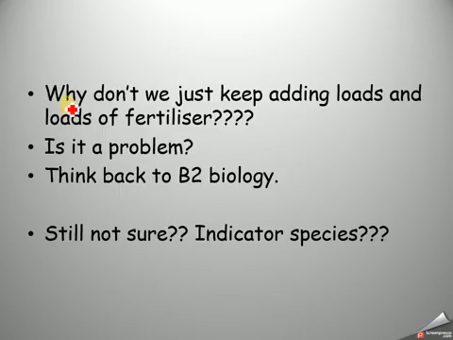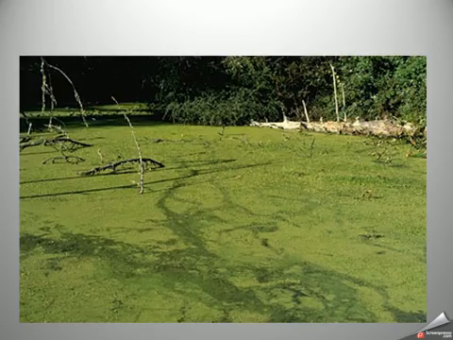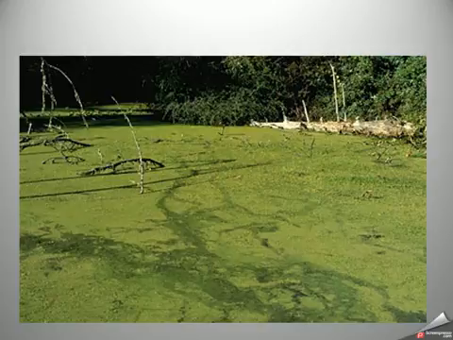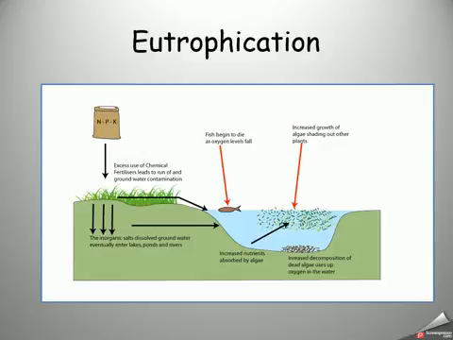So why don't we just keep adding loads of fertilizers? Isn't this a problem? Indicator species. I haven't gone over indicator species. That's a good point. Basically, can you see all this green stuff on this lake? This is because the lake has been getting lots of fertilizer, and all this algae has grown over the top of it. Why is this a problem?